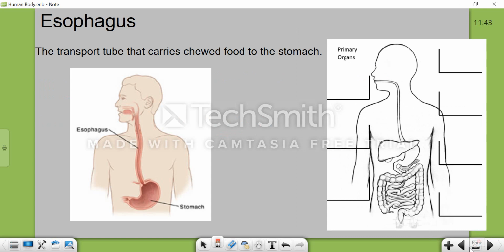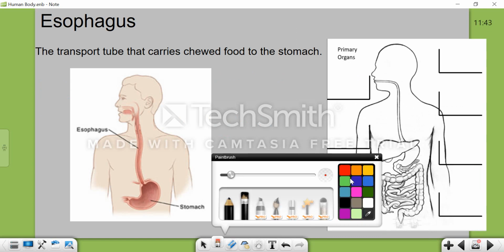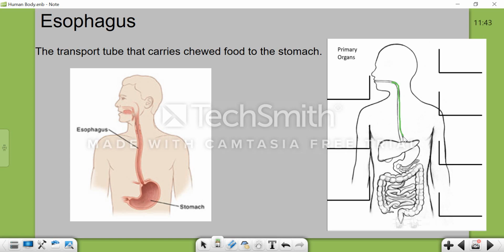The next one is the esophagus. This one's pretty easy to spot. We'll color it as well. It's just the tube that drops down from the mouth to the stomach. It's just a canal.